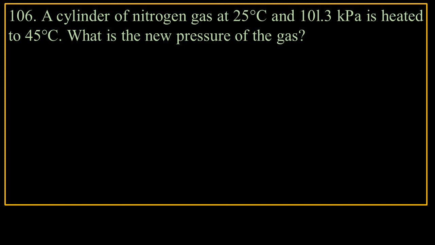A cylinder of nitrogen at 25 degrees Celsius at 101.3 kilopascals is heated to 45 degrees Celsius. What is the new pressure of the gas? So a basic Gay-Lussac problem, P1 over T1 equals P2 over T2, and just plug in and grind it out. Plug and chug.